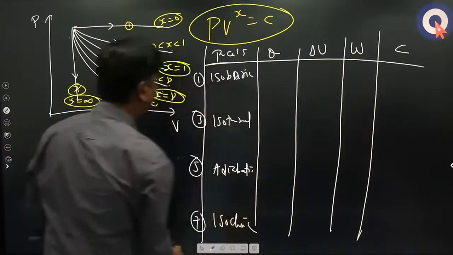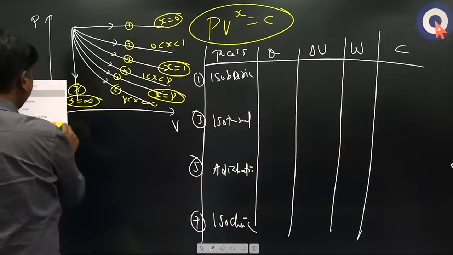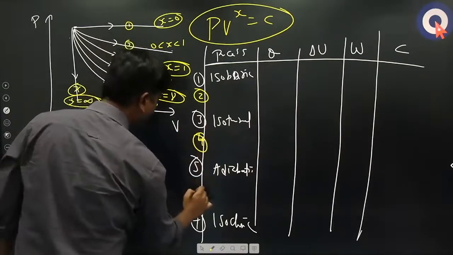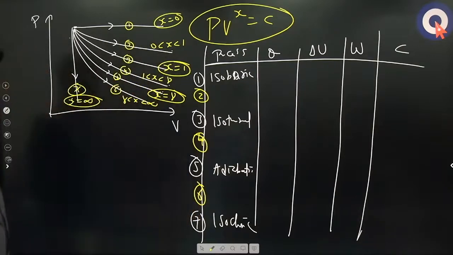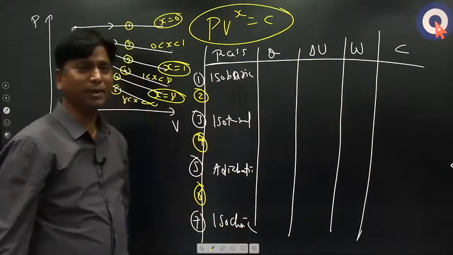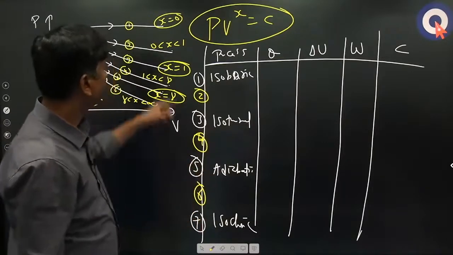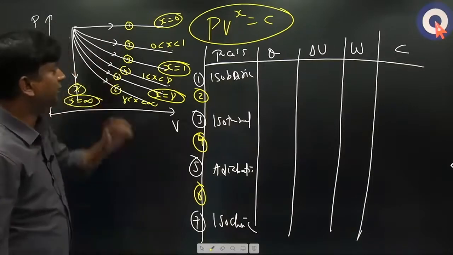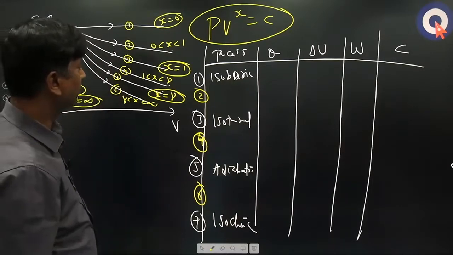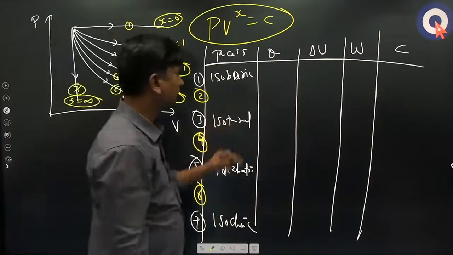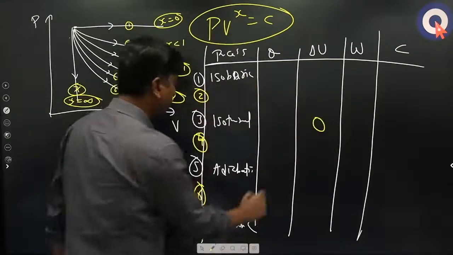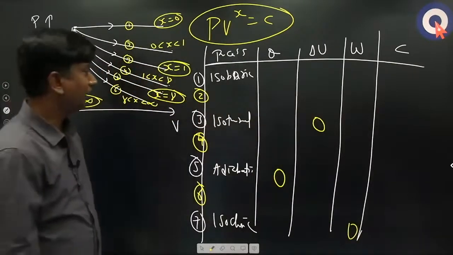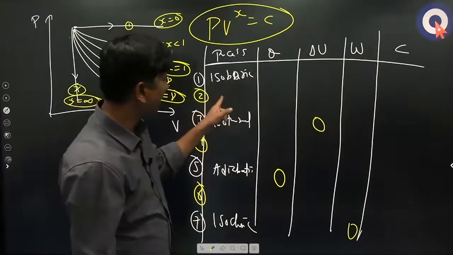This we know. Okay. Next, in between there are also other processes. The second, fourth and sixth processes are called polytropic processes, in which the value of x will be 0 to 1 or 1 to gamma, right? In all these expansions, which are the things that are going to be 0? Isothermal, delta U is 0. Adiabatic, Q is 0. Isochoric, work done is 0. Right? These three.